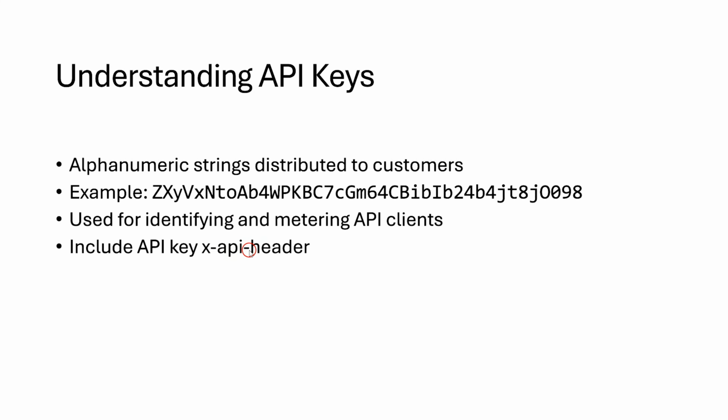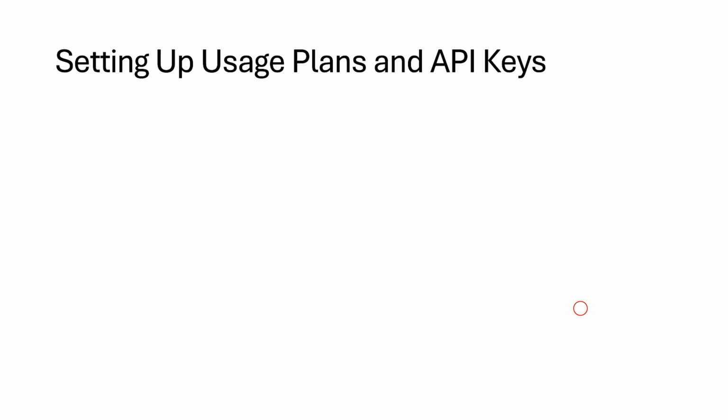So it's X-API-Key, with hyphens. With this API key, if they send a request, then only we can send back the response to them. Okay, that's the advantage of API keys. Now we'll see how to set up a usage plan and API keys.